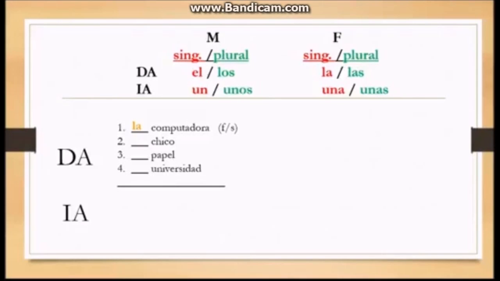Number 2 ends in O, and we know that the O ending is masculine and singular. We need a singular masculine definite article to agree with this noun. El is the only option. El chico.